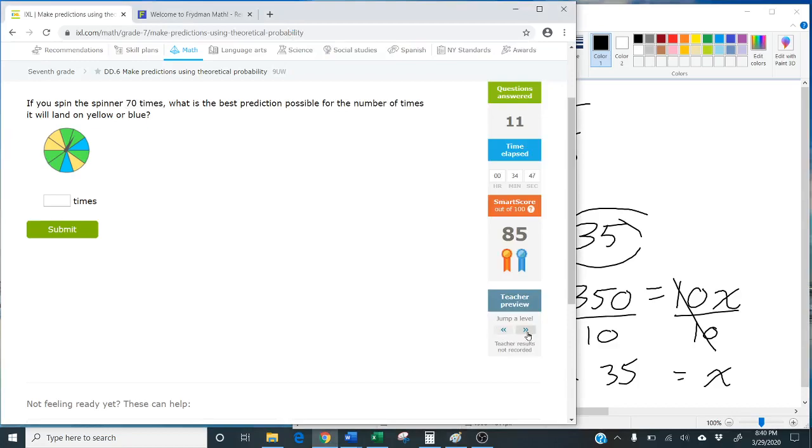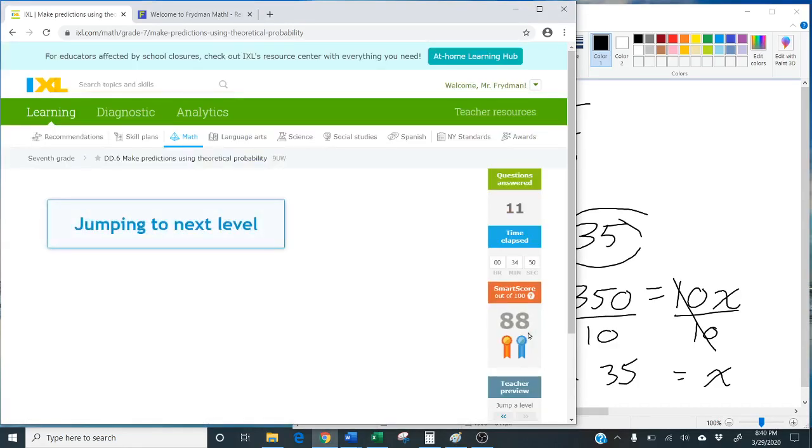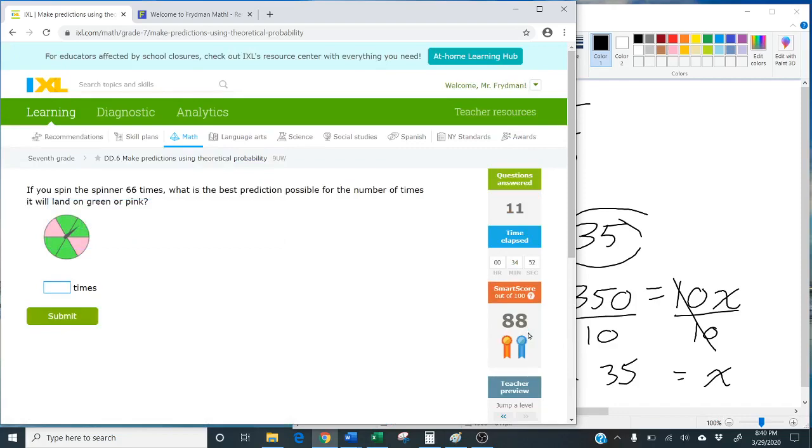All right, let's jump ahead to the next level. See if there are any different types of problems here. This is the same kind of problem. If you spin the spinner 66 times, what's the best prediction for the number of times it will land on green or pink? Well, all of those colors are green or pink, so we can't lose. So if we spin the spinner 66 times, it's going to land on green or pink all 66 of those times. That was an easy one.